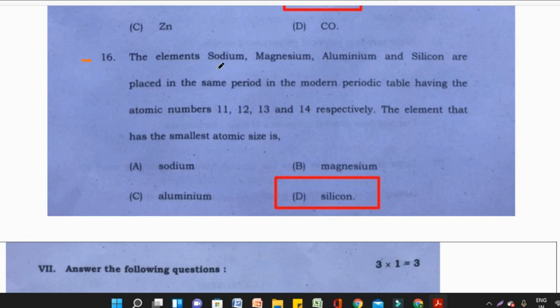16th question, the elements sodium, magnesium, aluminium, and silicon are placed in the same period in the modern periodic table, having the atomic numbers 11, 12, 13, 14 respectively. The element that has the smallest atomic size is, correct option is D.